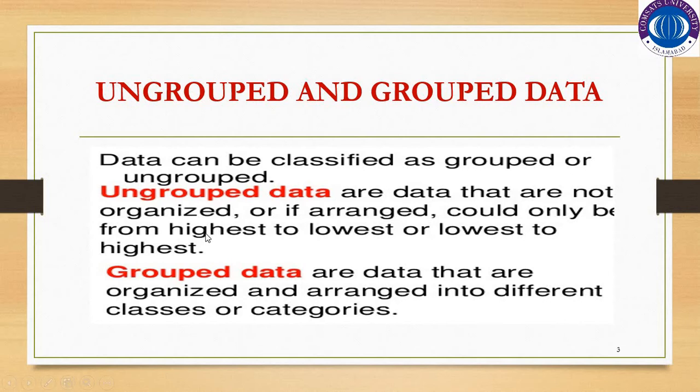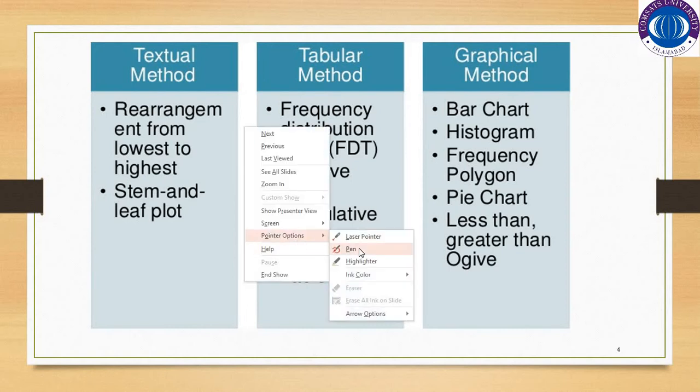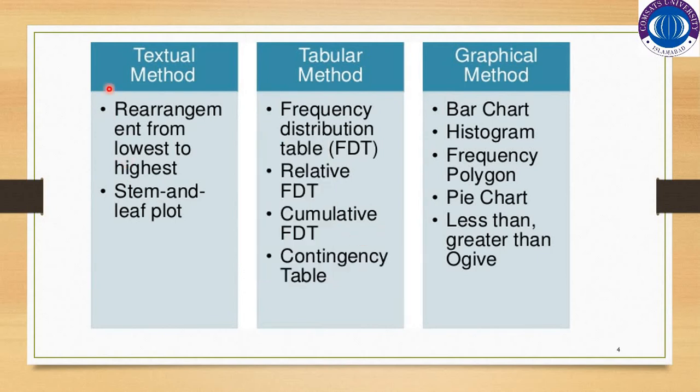Whereas grouped data are organized and arranged into different classes or categories. Whenever you organize ungrouped data into rows and columns, it becomes grouped data. There are three methods of presentation of data. The very first is the textual method, the second is the tabular method, and the third is the graphical method.